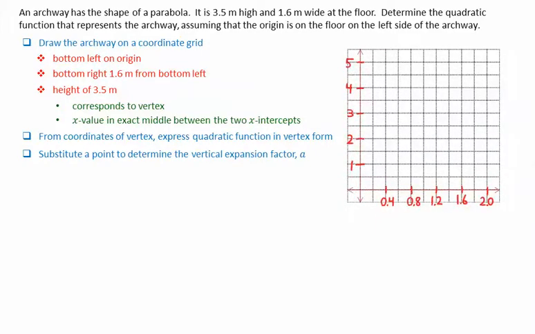On a coordinate grid, first, the point corresponding to the bottom left, which is at the origin. The point corresponding to the bottom right at 1.6 meters from the origin. A height of 3.5 meters, exactly in between 0 and 1.6. This corresponds to a point of 0.8, 3.5. This will be the vertex of the parabola.